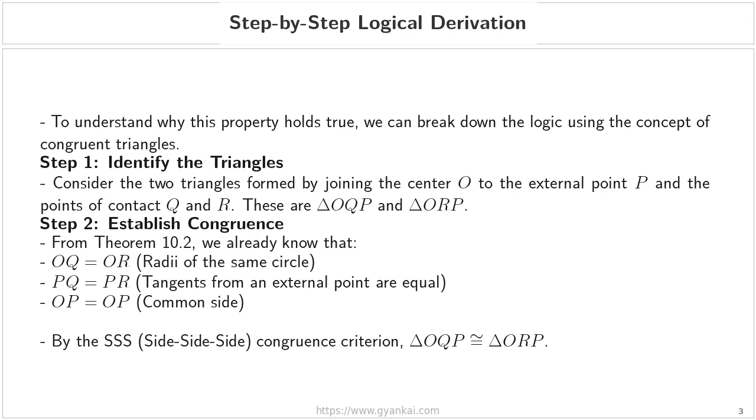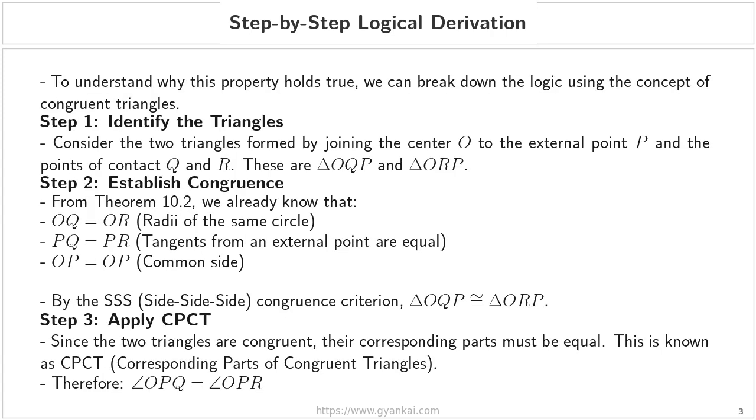Step 2. Next, we need to establish congruence. To prove two triangles are identical, we need to show their sides are equal. We can pull this evidence from what we learned in the previous section, Theorem 10.2. First, we know that OQ equals OR because they are both radii of the same circle. Second, we know that PQ equals PR because we already established that tangents from an external point are equal in length. And finally, we have the side OP, which is common to both triangles. Since all three sides are equal, we can use the SSS, or side-side-side, congruence criterion to state that triangle OQP is congruent to triangle ORP.